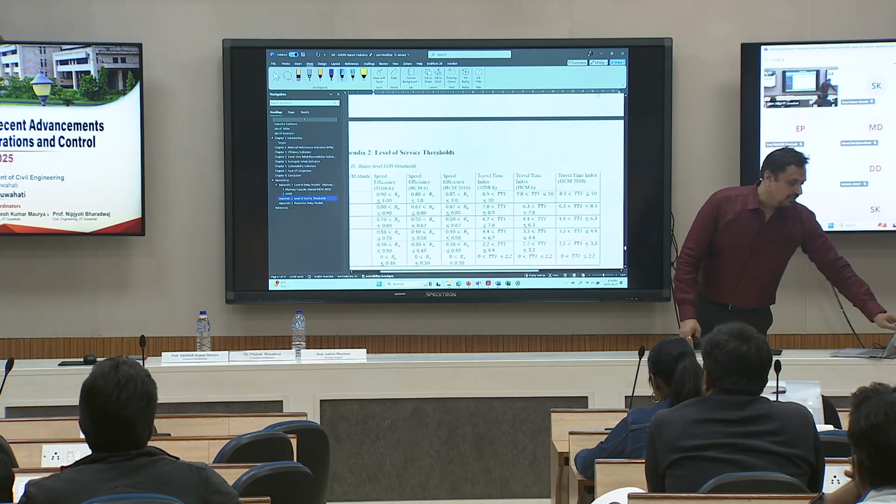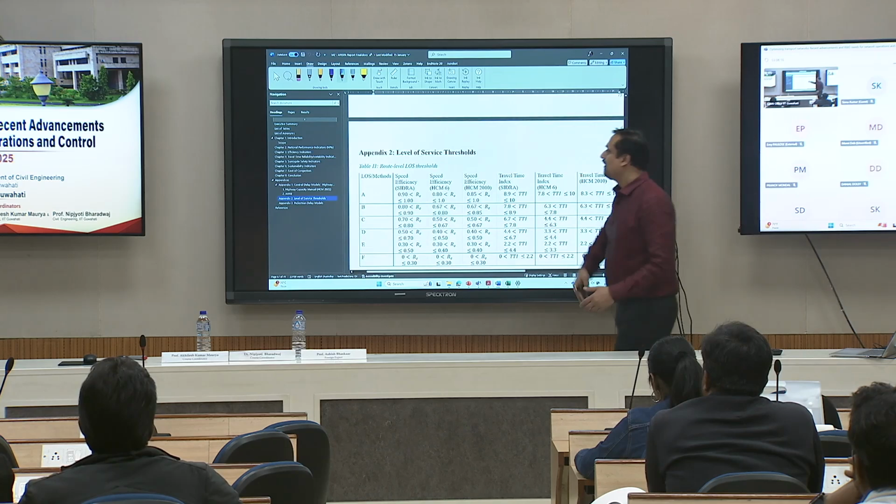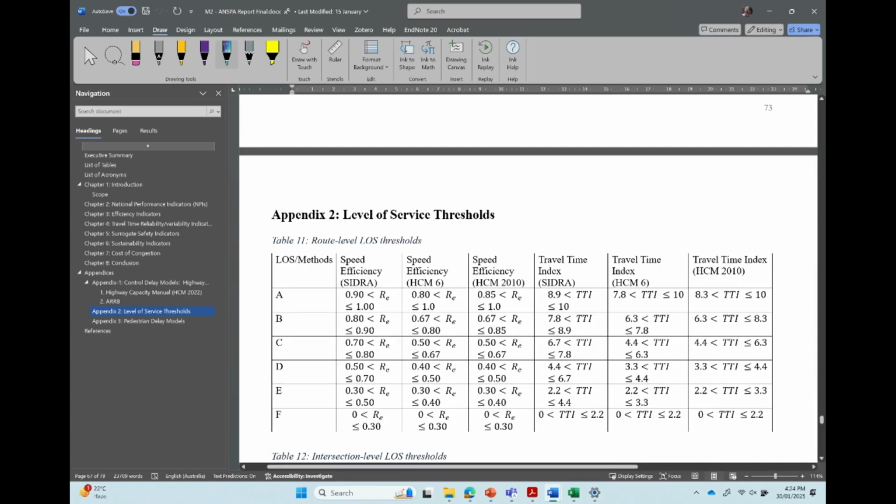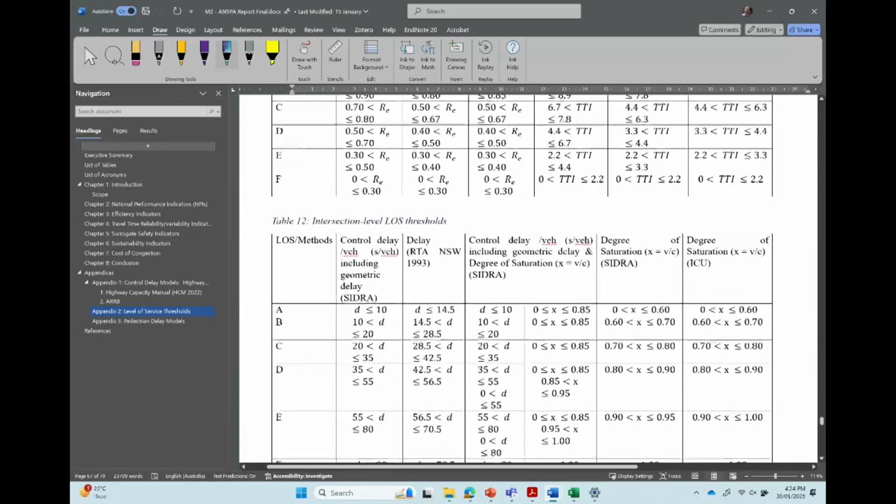And then your levels of service are defined accordingly. Different jurisdictions might have a different way to express the level of service. I just showed you one value, but again, these are the standards that you can follow. There's no rocket science behind it.